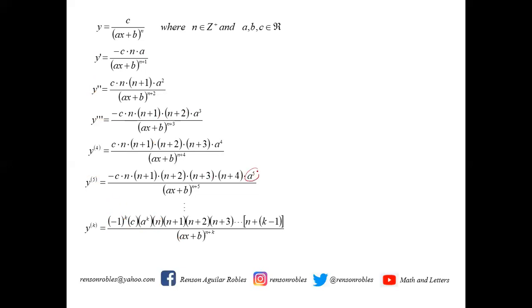This is a to the 5, fifth derivative, a to the 4, fourth derivative, a cubed, third derivative, a squared, second derivative. That's why we have here a to the k. And then you will notice that n times n plus 1 times n plus 2 times n plus 3. The question now is, at what term are we going to stop?